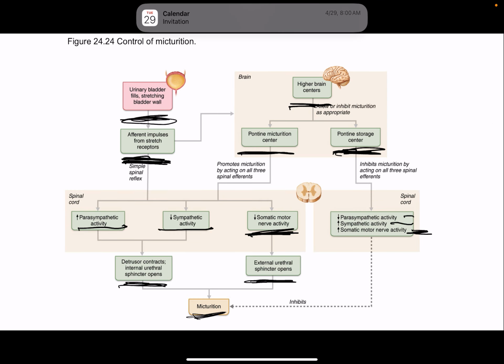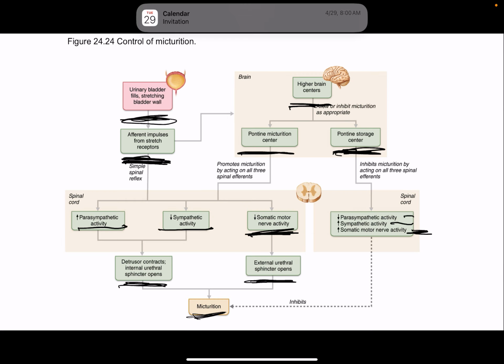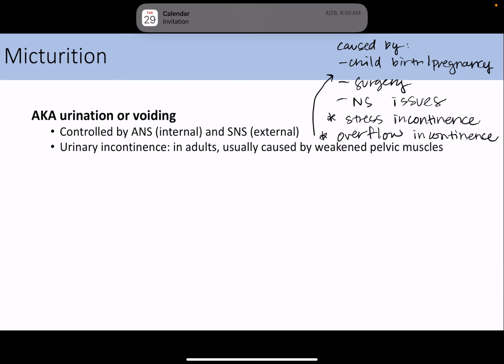So if we go back and look at males versus females, this is common in males as they get older, like older than 60. The prostate can hypertrophy; it can grow larger than it should. And you can see there's part of the urethra that runs through the prostate. So if the prostate enlarges, that's going to narrow the urethra and make it harder for urine to pass. So you can have urinary retention from an enlarged prostate, which doesn't always mean cancer. It can, and we'll talk about that with male reproductive, but that can cause urinary retention.